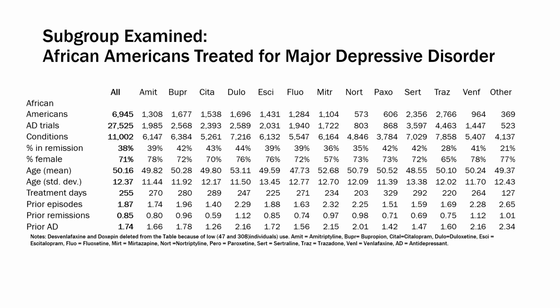38% were in remission, 71% were female. The average age was 50 years old. The standard deviation of the age was 12 years. They received treatment for, on average, 255 days. They had prior episodes of depression, on average, 1.87 times. They had prior remissions, on average, 0.85 remissions. And they had tried prior antidepressants on average 1.74 times.